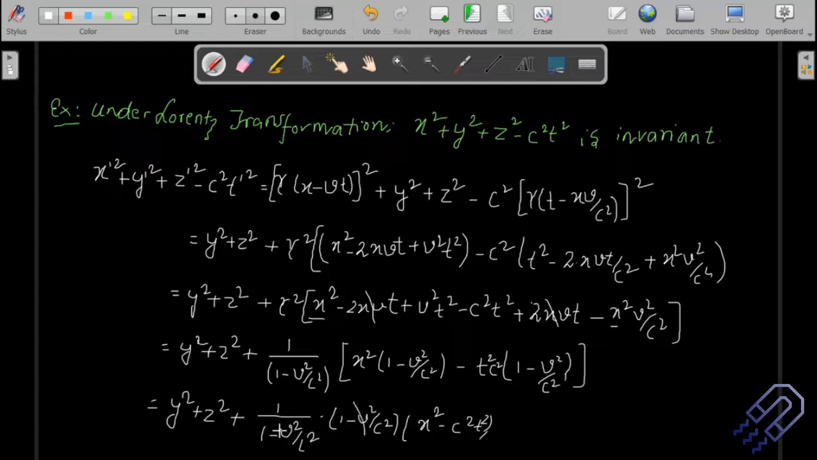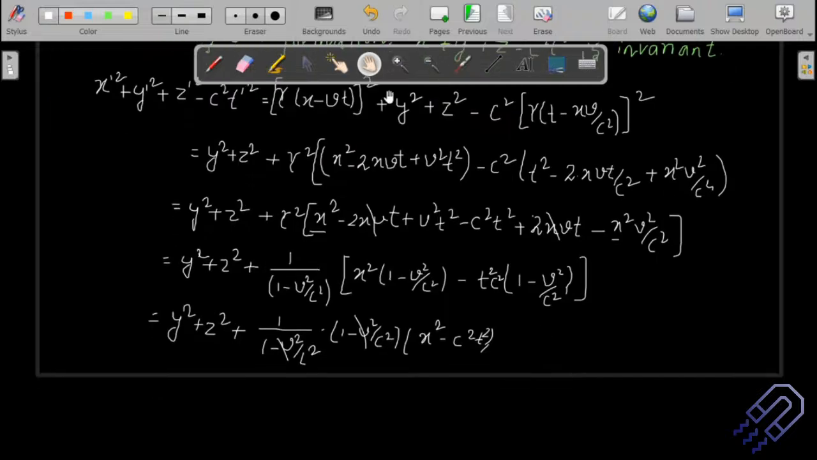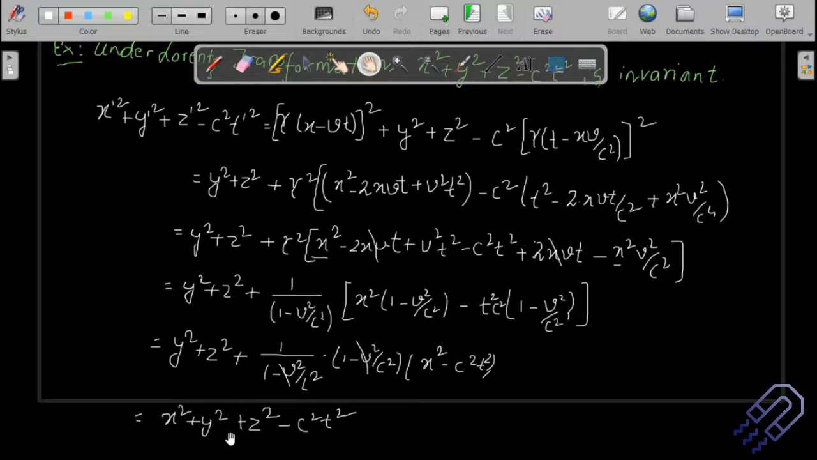So it's simple now, it's cancelled out, right? And then I get what I need. So this is nothing but the x square minus c square t square. So x square को पहले ले लेते हैं, x square plus y square plus z square minus c square t square. So you see, you have got x prime square, y prime square, z prime square minus c square t prime square, same as x square, y square, z square minus c square t square after the transformation.